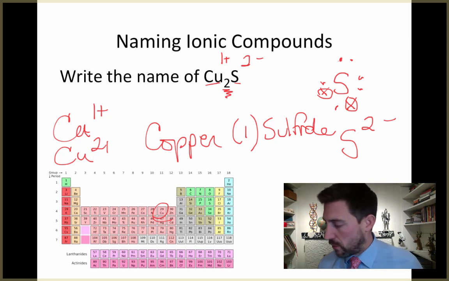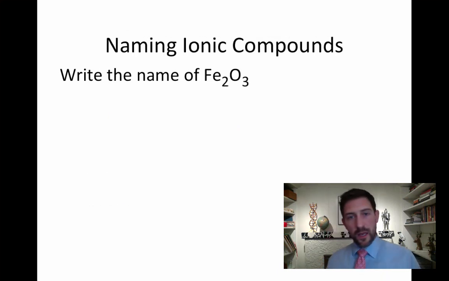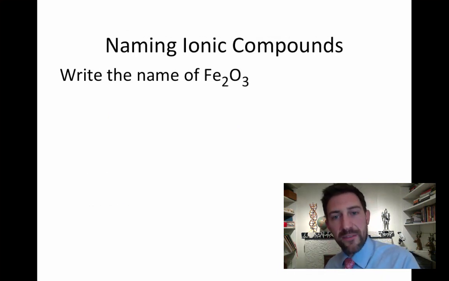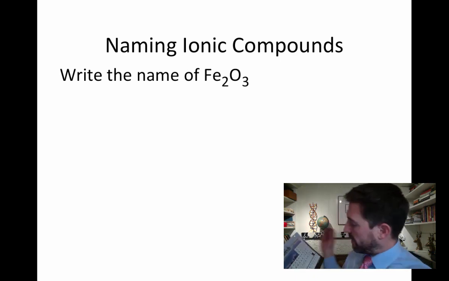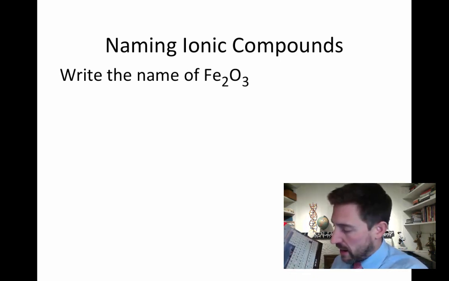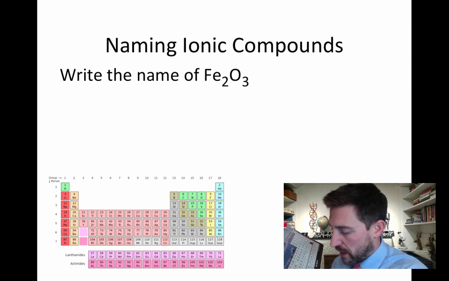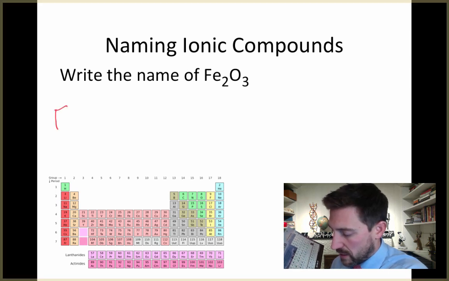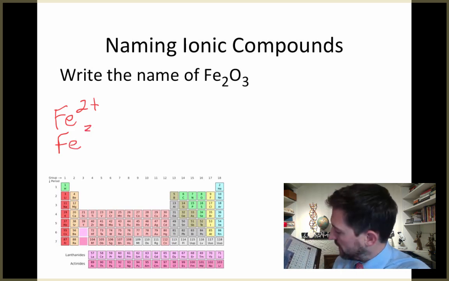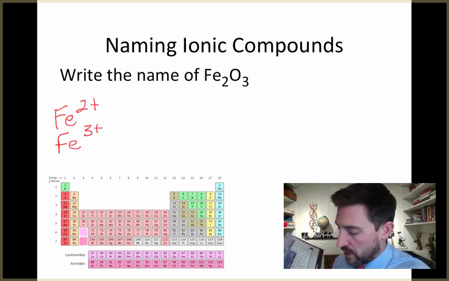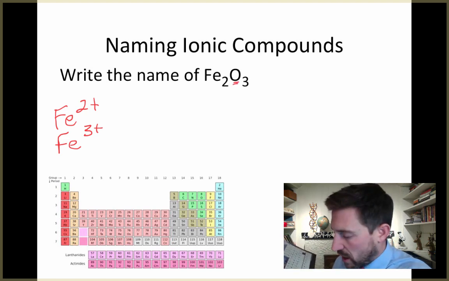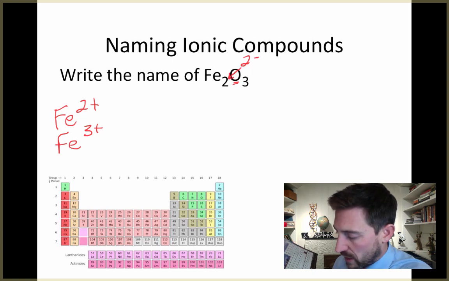All right, we're on a roll. One more of these. Fe2O3. I find iron on here. Iron can have a couple different options. It could be Fe with a 2 plus charge, or it could be Fe, or iron, with a 3 plus charge. So again, I like to come over here to the anion. I look up oxygen. Oxygen's always going to be a 2 minus. And look, there's a 2 over there.